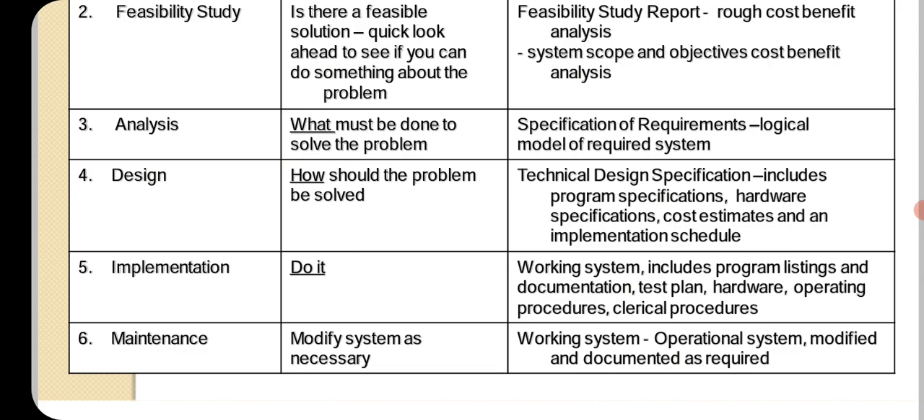Next, the fifth stage is implementation. It is also called the do-it phase. The deliverable is a working system and includes program listings and documentation, test plans, hardware, operating procedures and others. Maintenance mainly concentrates on modifying the existing system as and when necessary. That means what modifications or changes are required in the existing or already installed system or a proposed new system. Generally the maintenance phase contains the working system, operational system, and modifications and documentation as required.